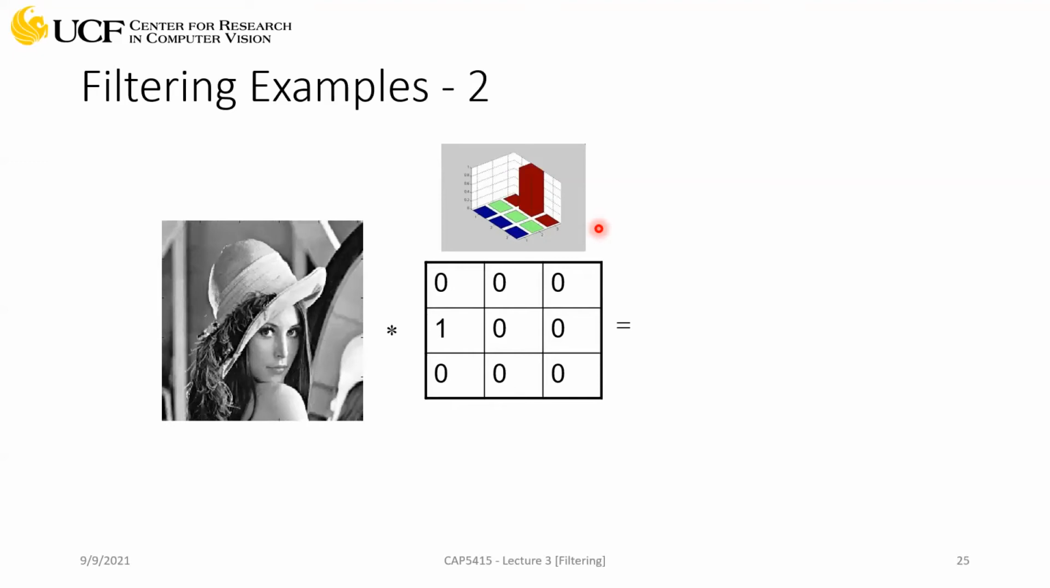Now let's look at some other filters, and this is also very interesting. In this one, you can see that all these locations are 0, even the center is 0. We have a 1 here. So any guesses what will happen when we apply this filtering operation on this image?